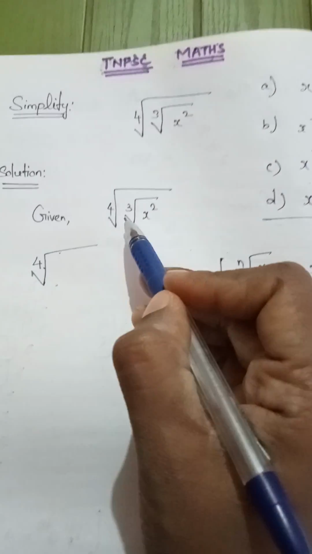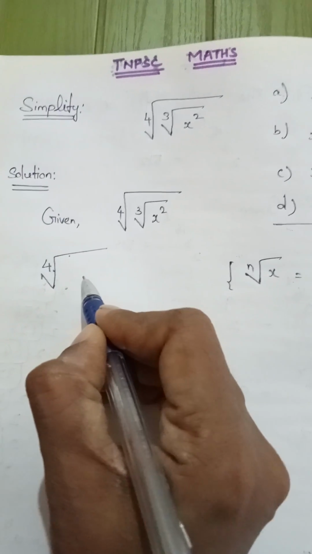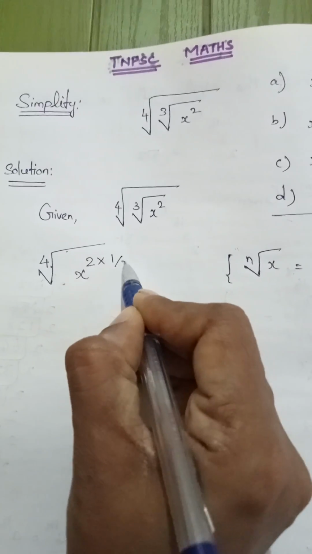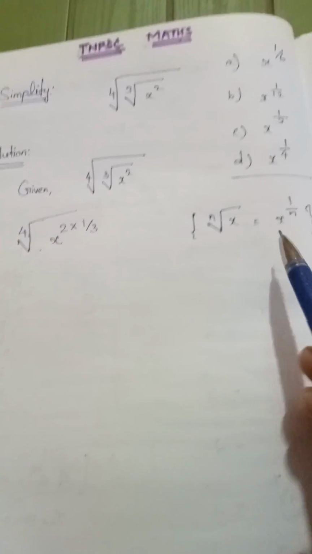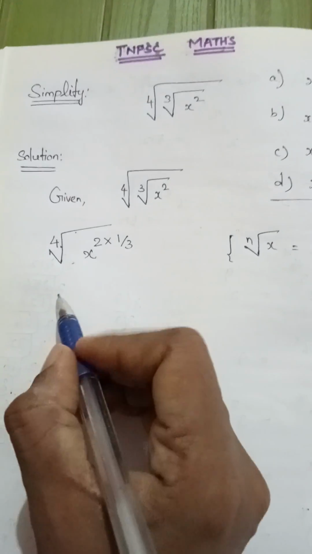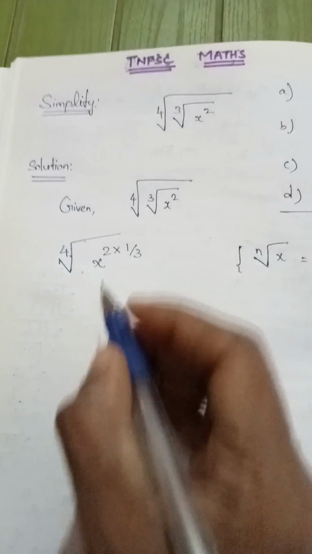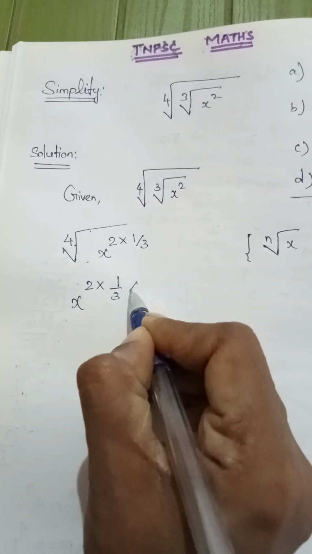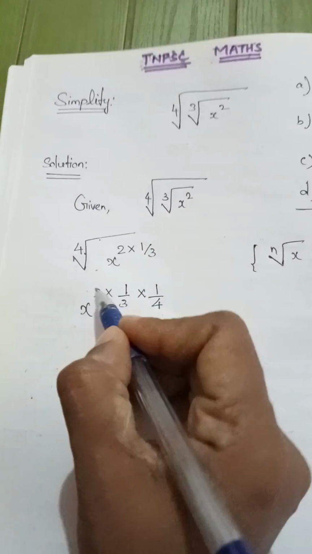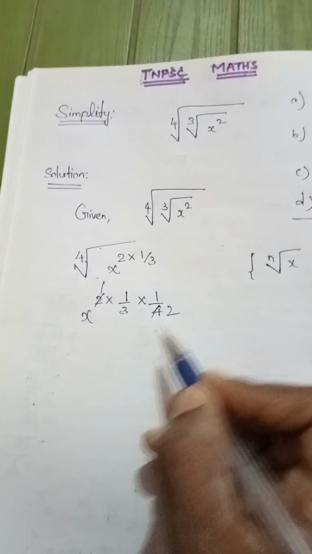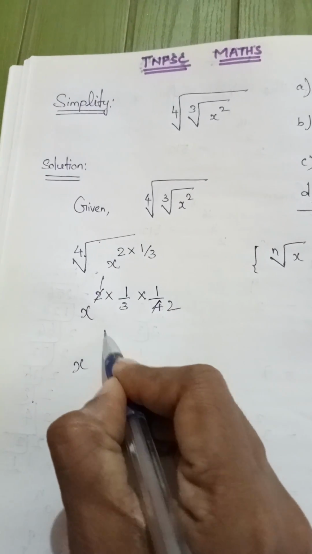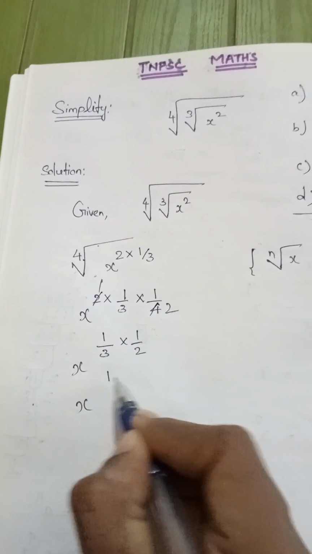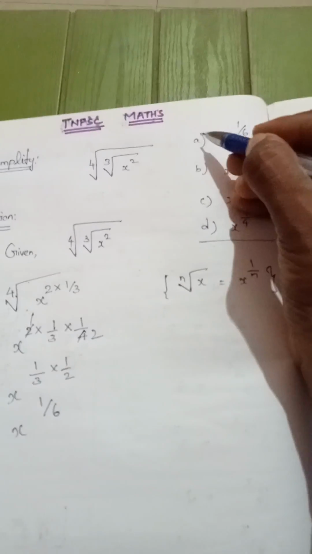The cube root of x squared can be written as x squared into 1 by 3, because of this exponent rule. Next step, this fourth root can be written as x squared into 1 by 3 into 1 by 4. So 1 2s are 2, 2 2s are 4. So x power 1 by 3 into 1 by 2, so x power 1 by 6. Option A is the answer.